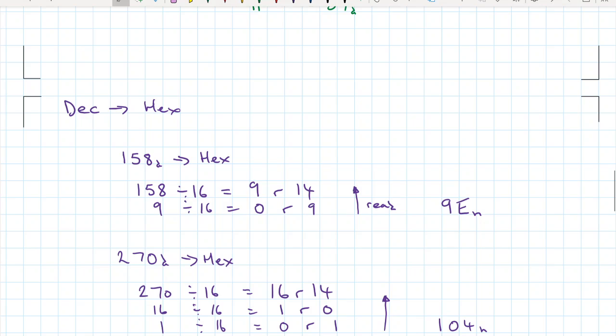Sorry, 10E, I beg your pardon, I misread that one. 14 is E, so it would be 256, nothing in this column, and then E is the equivalent of 14. So 256 plus 14 would actually give me 270. That's why we read it that way. That's why we do that successive division and then read it back up.